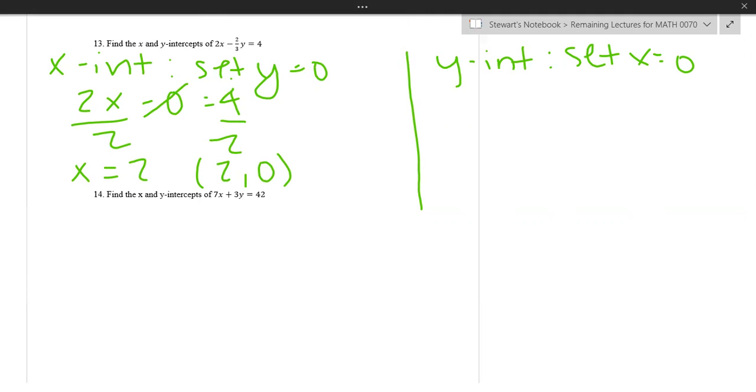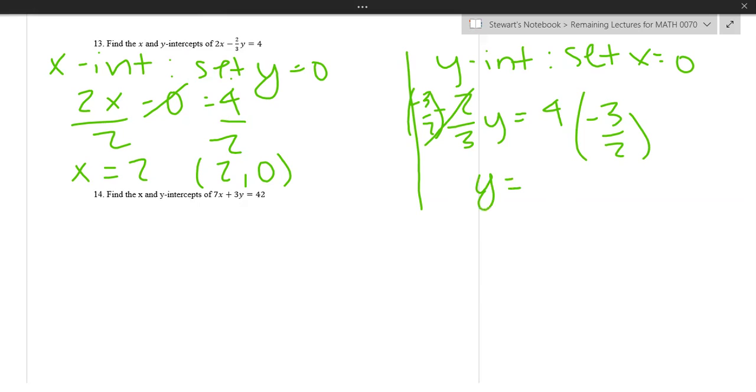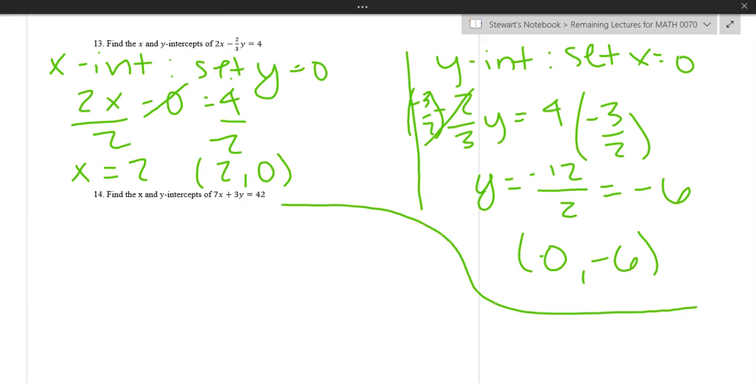If we set x equal to 0, then we're just left with negative 2/3 y is equal to 4. We're going to multiply both sides by the reciprocal, so by negative 3/2. So that y is equal to 4 times negative 3, which is negative 12, over 2, which is negative 6. So this one would be (0, -6) for the y-intercept.